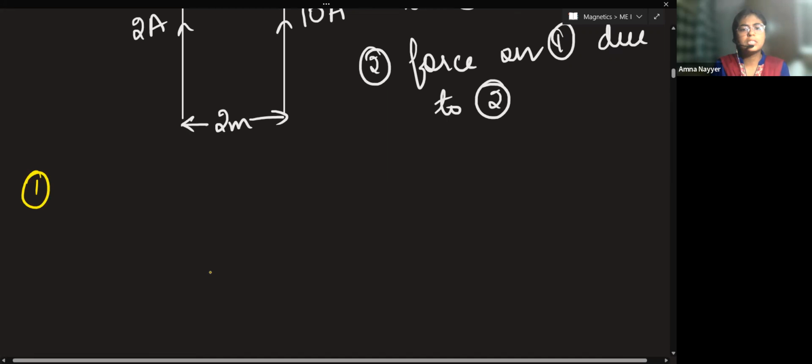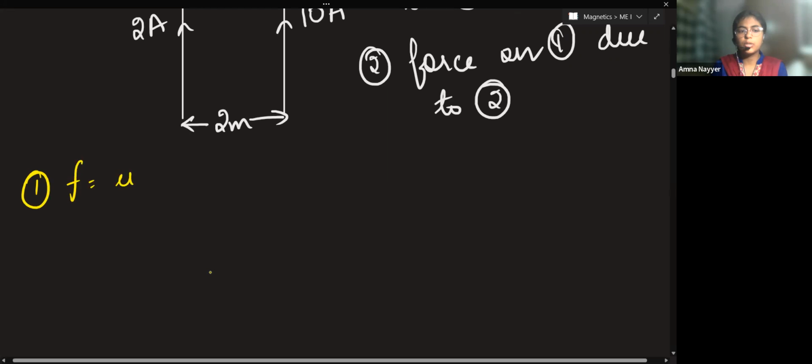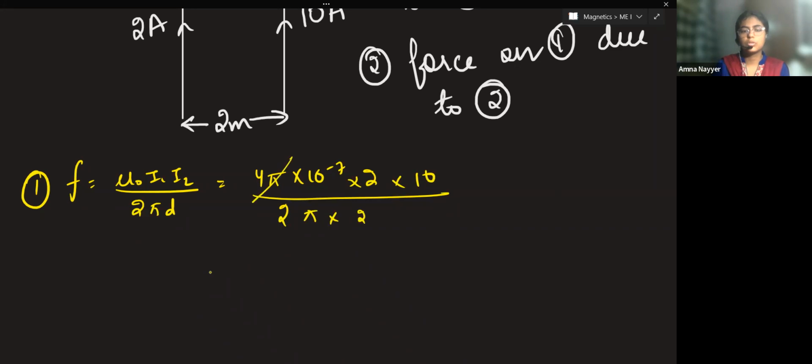One thing I forgot to write here: it's force per unit length actually, it's not force. So we'll use this formula where length was not there. Mu naught I1 I2 divided by 2 pi d. Mu naught is 4 pi into 10 to the power minus 7. I1 is 2, I2 is 10, divided by 2 pi into d, which is also 2. So 4 pi gets cancelled. This is 2 into 10 to the power minus 6 Newton, and I'll write attractive. Attractive will show the direction.